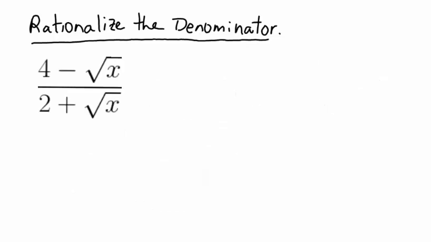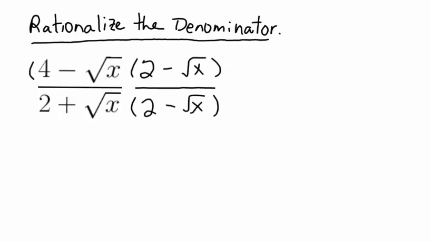In our second example, we have 4 minus the square root of x over 2 plus the root of x. And if we want to rationalize the denominator, we want to multiply by the conjugate of this expression in the denominator. So we're going to multiply both the numerator and the denominator by 2 minus root x. And I'm just going to put everything in brackets so that we remember to use our distributive laws when we go to do our multiplications.